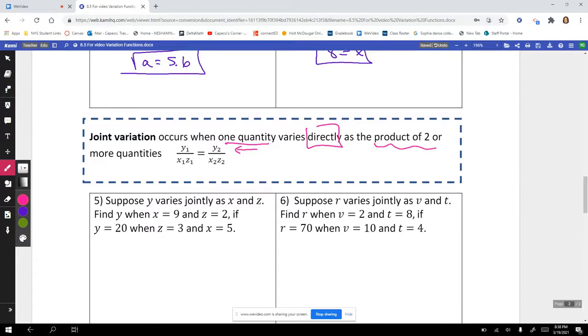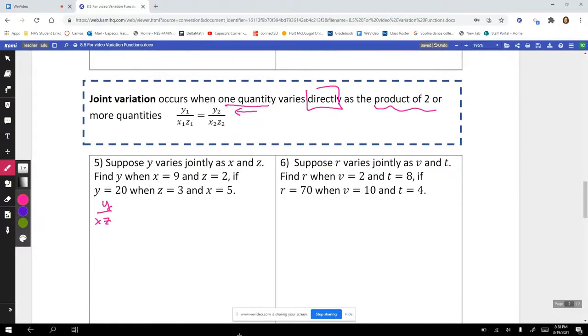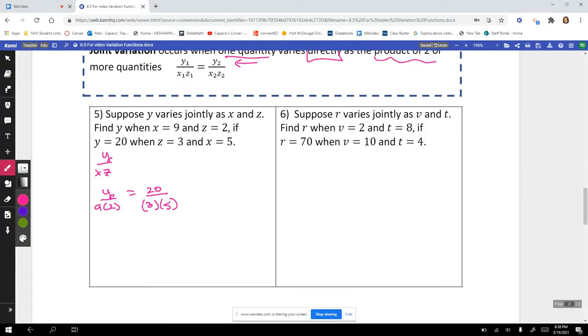So number 5, it says, suppose y varies jointly as x and z. So that means y is on the top, and then we have x and z on the bottom. So it says find y when x is equal to 9 and z is equal to 2, if y is equal to 20 when z is equal to 3 and x is equal to 5. Now, the bottom, it doesn't matter which order I put it in. Okay, so I have y, 15y when I cross multiply is equal to, now this is 18, so 18 times 20 gives me 360. Divide both sides by 15, and y is equal to 24.